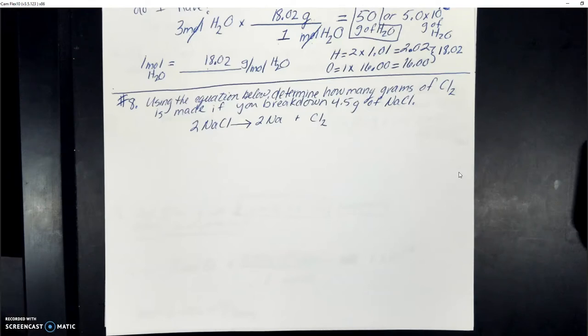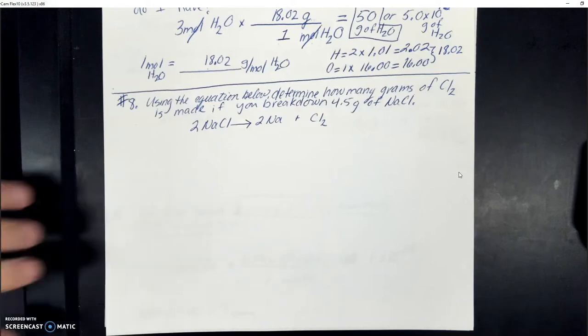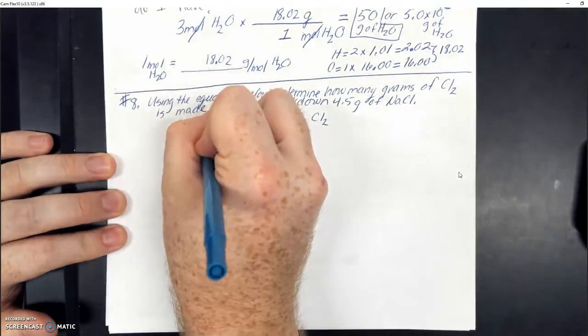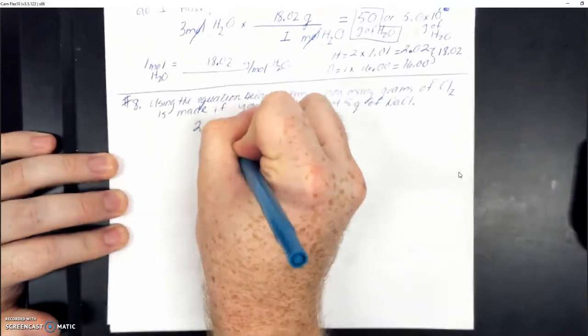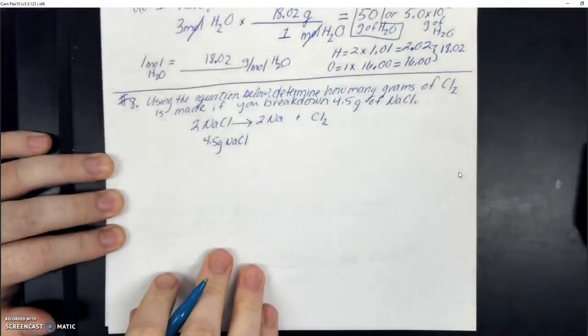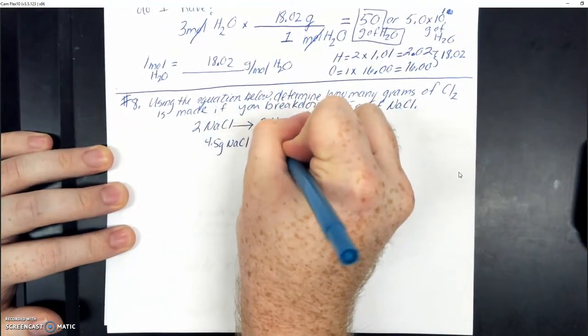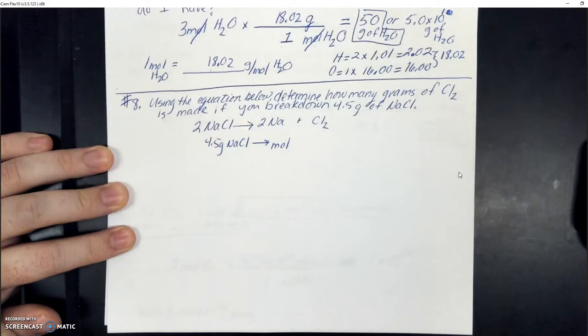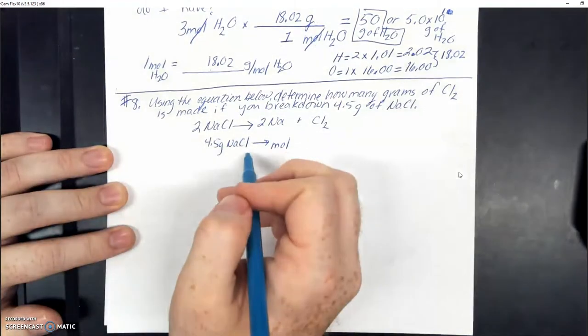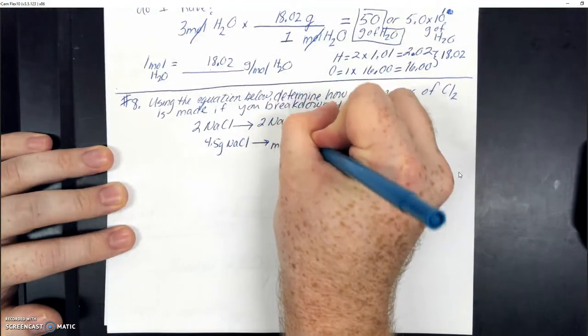Alright? This is number 8 of your summer assignment, so I'm going to do one of the problems for you. Using the equation below, determine how many grams of Cl2 are made if you break down 4.5 grams of NaCl. Okay? We were given 4.5 grams of NaCl to begin with. Because this is 4-step Stoich, we have to take this to a mole first. Mole of our starting stuff, grams of our starting stuff, 2 moles of our starting stuff.